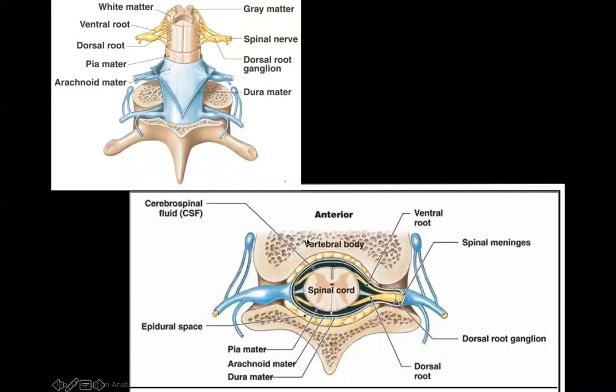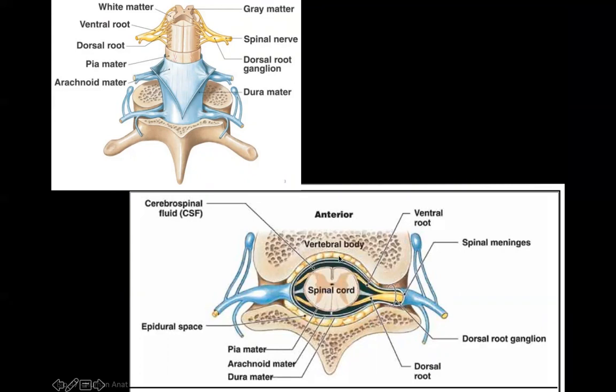And then down here is another point of clinical interest. So this is a different view. This is a transverse view. So there's the spinal cord. It would have the pia mater on the surface, the arachnoid mater, forming that subarachnoid space filled with cerebrospinal fluid, and then the dura mater, that tough mother, around the outside of all that.